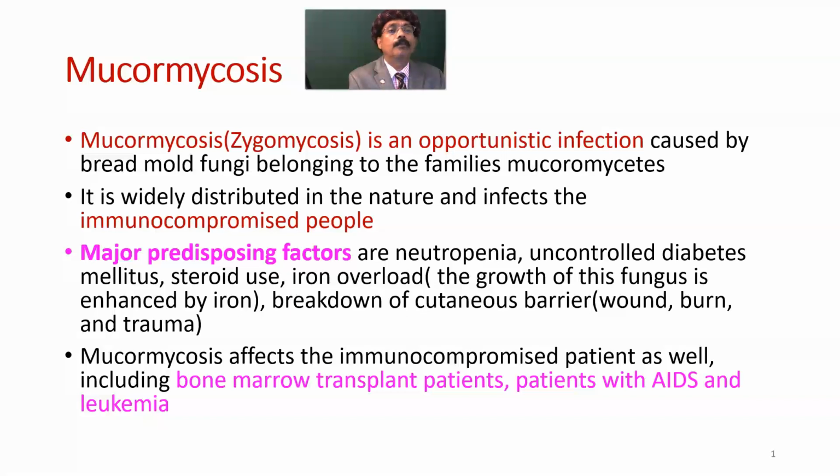Also in uncontrolled diabetes, due to diabetic ketoacidosis, there will be more iron in the body, so there is a greater chance of getting mucormycosis. Another factor is breakdown of the cutaneous barrier: wound, burn, and trauma. Trauma means any trauma. In 2011 there was a tornado, and sharp debris penetrating the skin caused the cutaneous form of mucormycosis.